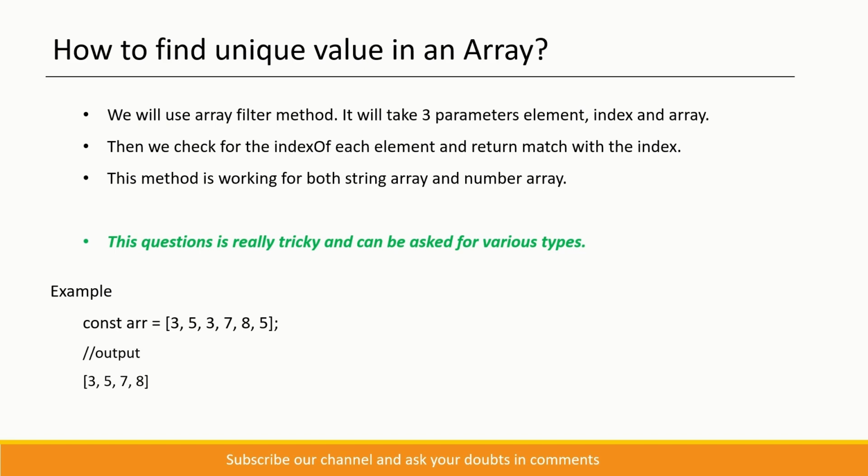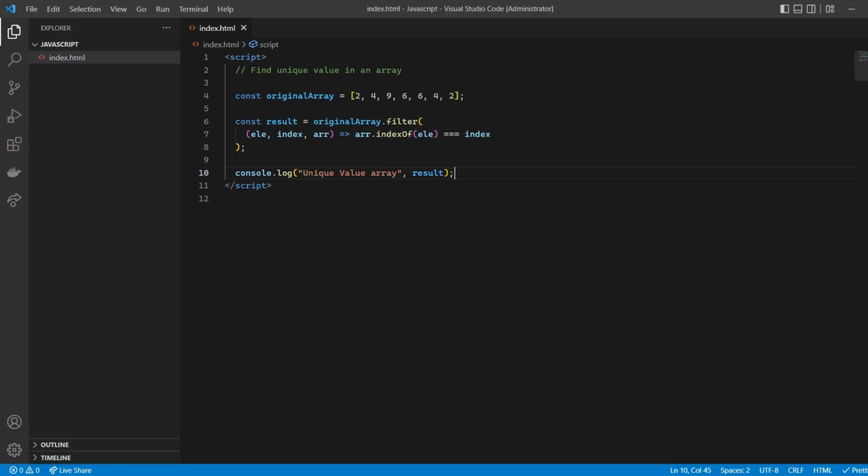So let's see this at the code level. We will implement the array filter method at the code level. Let's see. Yeah, this is the example. Here I have mentioned one array, that is the original array. That array has some random values.